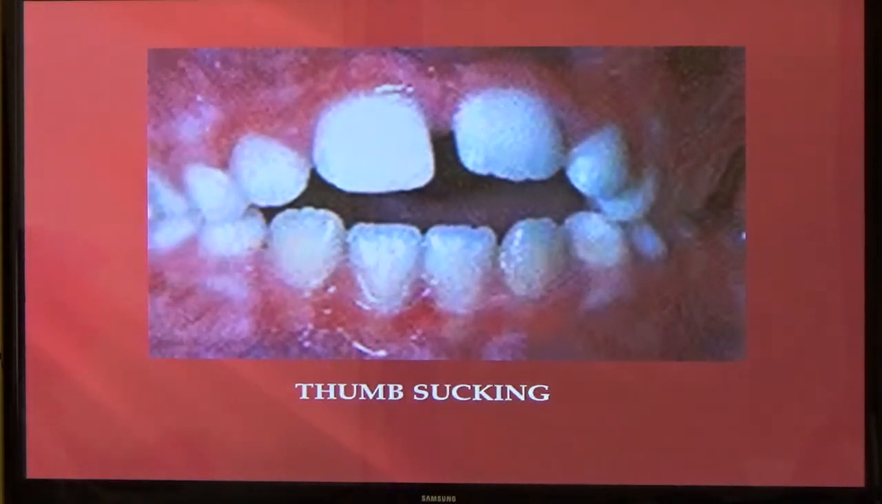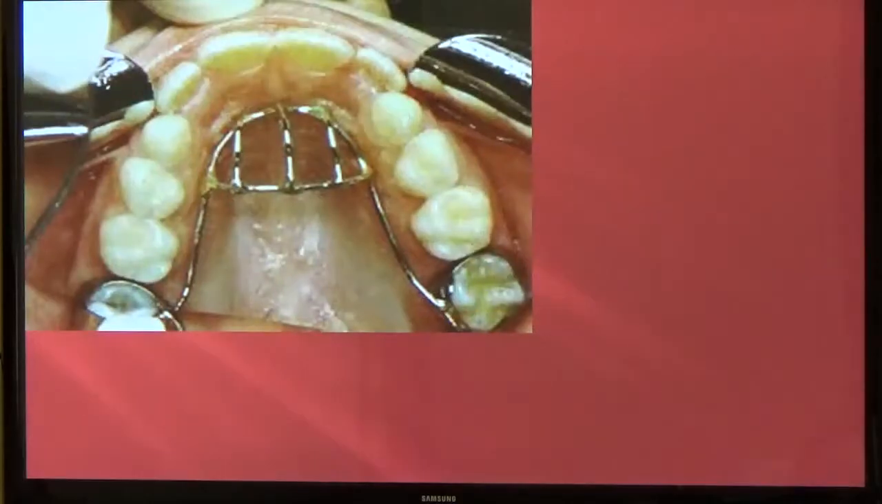And it's not just the aesthetics. Once they get into grade school, kids start making fun of these kids. Buck teeth, Bugs Bunny. I remember all that. Not that it was me, but I remember other kids being called that. It starts to affect their self-esteem. So it's really good to try to prevent this if we can.